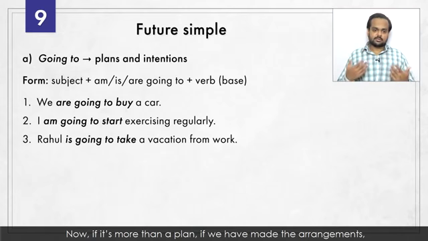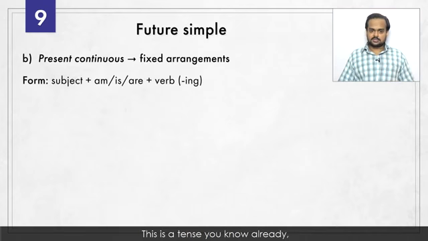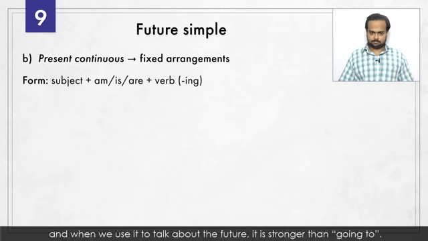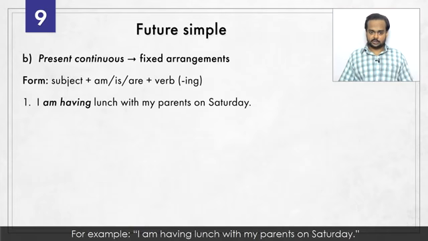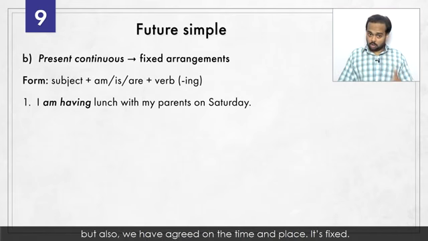Now, if it's more than a plan, if we have made the arrangements, then we use the present continuous. This is a tense you know already. And when we use it to talk about the future, it is stronger than going to. For example, I am having lunch with my parents on Saturday. So my parents and I have a plan to do that, but also we have agreed on the time and place.